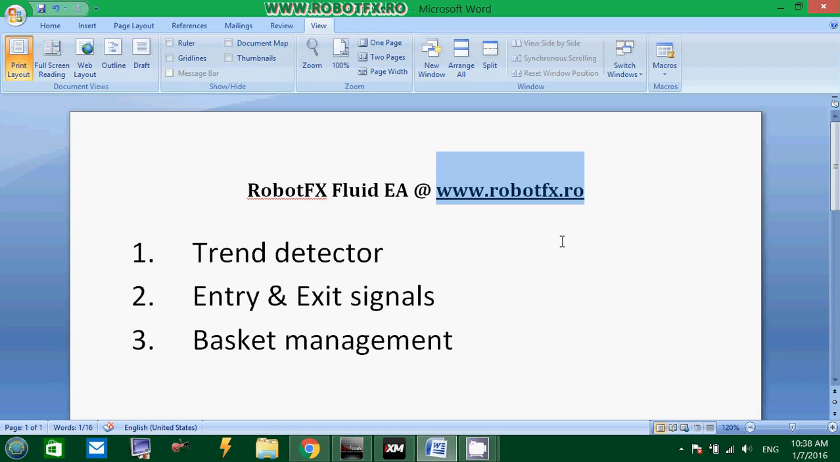As a trend trader, basically what we need is a trend detector. Some people still struggle to decide whether it's an uptrend or a downtrend, and here this Expert Advisor comes in to help. We need precise entry and exit signals, of course, and those would be the swings if you follow the trend, and the basket management if you hedge the trade, or even if you don't hedge, and if you want to open multiple trades, the Expert Advisor can do it for you.